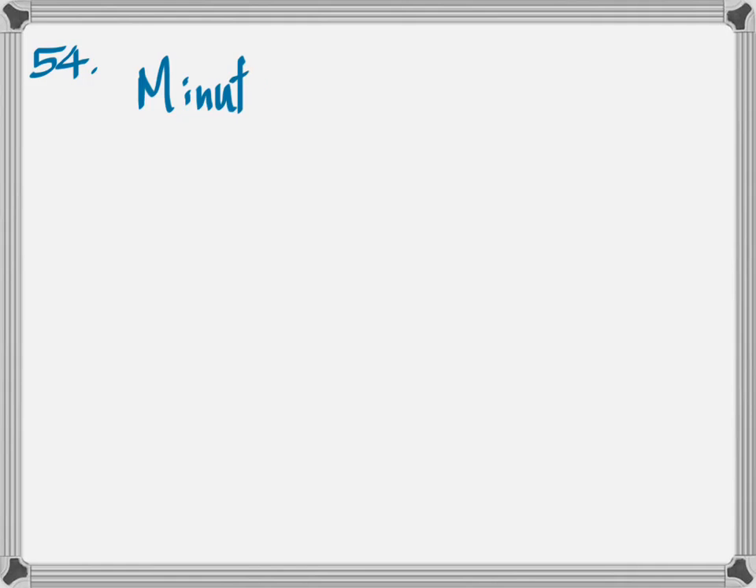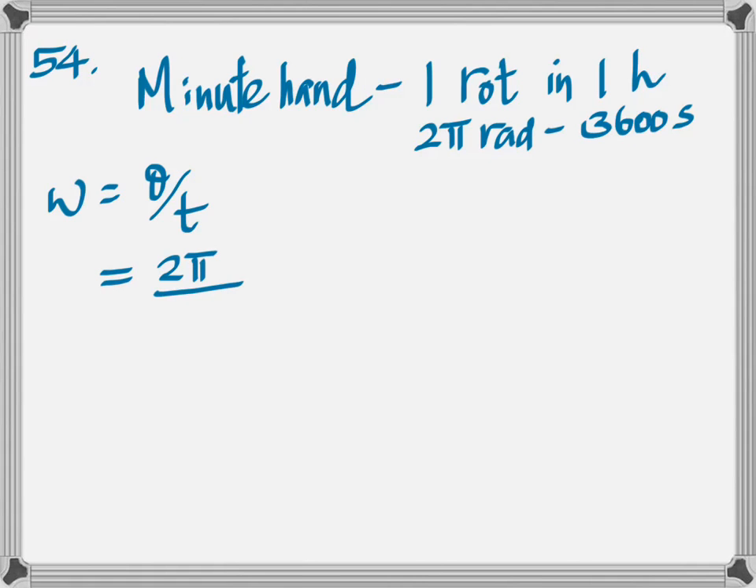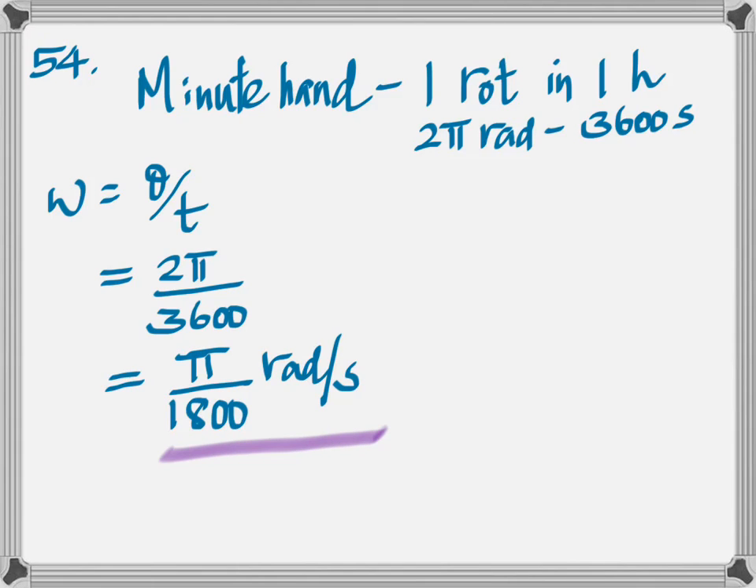Therefore, this question is about the minute hand, and it takes how much? 1 hour. One rotation in 1 hour, so that's 2 pi radians in 3600 seconds. Therefore, omega is 2 pi by 3600, and the answer is pi by 1800 radians per second.